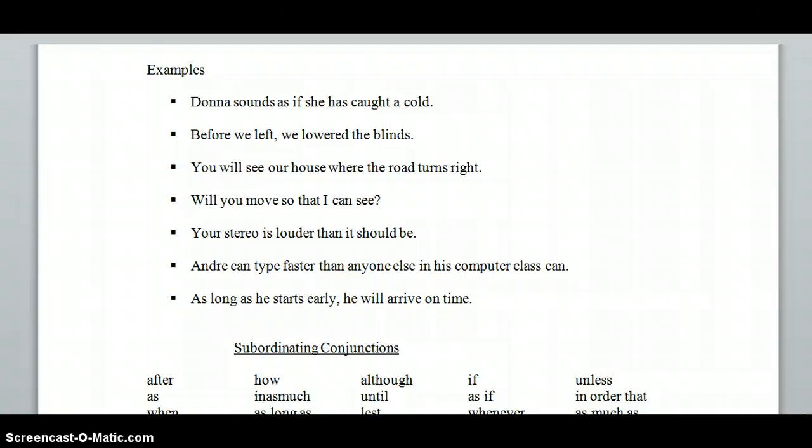Again, we're always going to go through and mark subject and verb pairs so that we get everything fenced off and paired up together. Donna sounds as if she has caught a cold. Sounds, that's one of our linking verbs. Who or what sounds, Donna does. Has caught is an action verb. Who or what has caught, she has caught a cold, direct object. I'm drawn to these keywords, as if. That tells me that this is the clause telling me how she sounds.